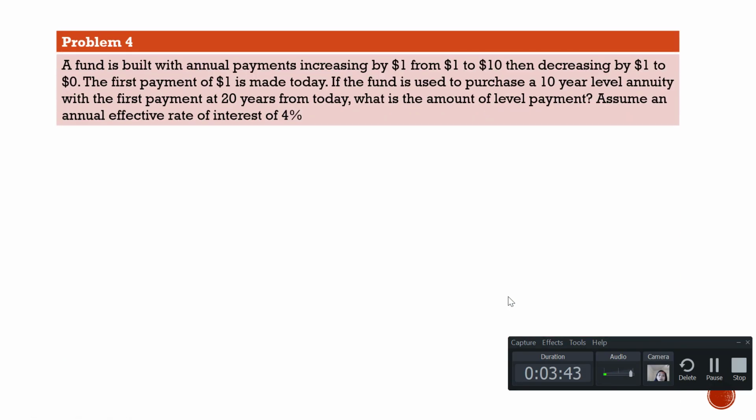Problem number 4. A fund is built with annual payments increasing by $1 from 1 to 10, then decreasing from 10 to 1. The first payment of 1 is made today. If the fund is used to purchase a 10-year level annuity, with the first payment 20 years from today, what is the amount of the level payment? Assume an annual effective rate of interest of 4%.